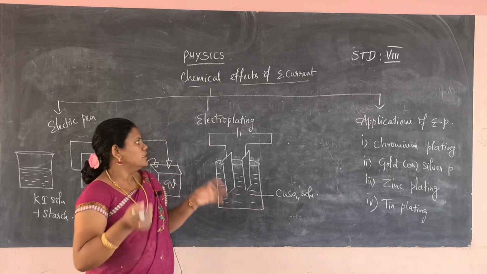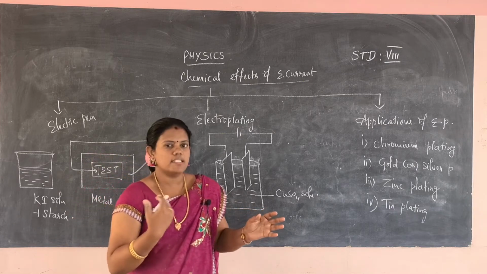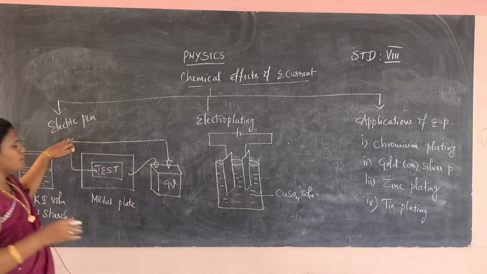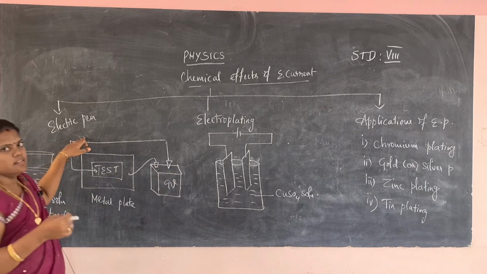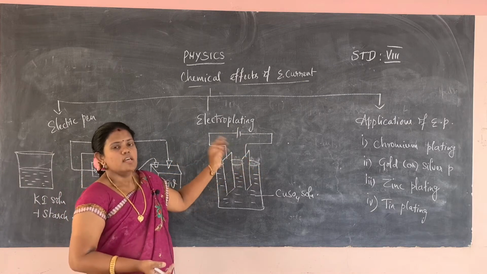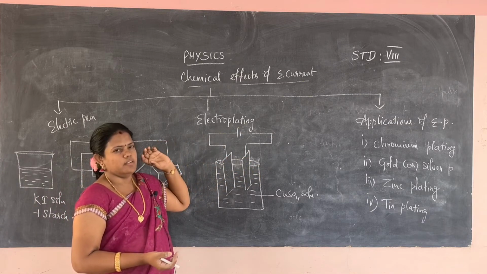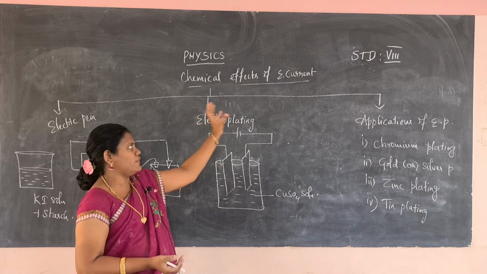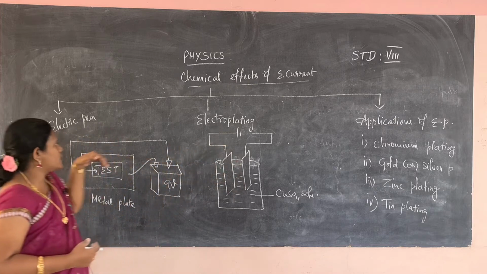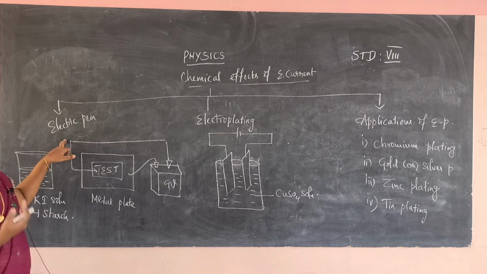In today's class, we will discuss the chemical effects of current further, and we will make an electric pen, learn the electroplating process, and look at applications of electroplating. The most common application of the chemical effects of electric current is electroplating. I will explain that later. First, I will explain how to make the electric pen.